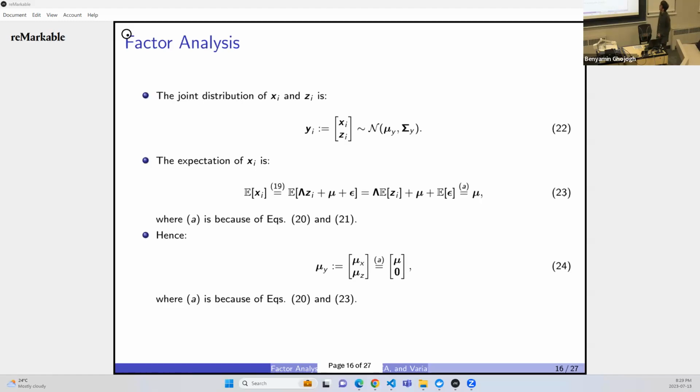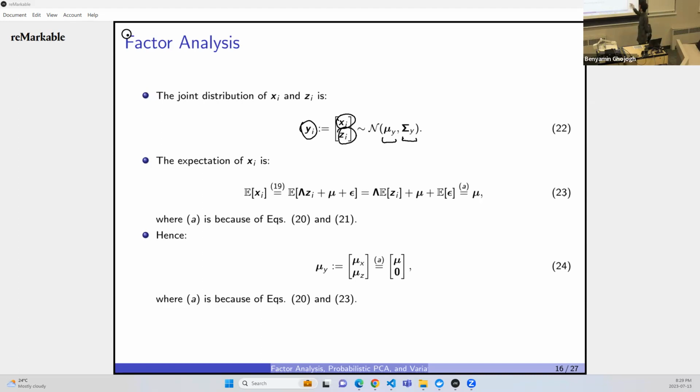Now, the joint distribution of Xi and Zi. I define a vector concatenating Xi and Zi, which will be D plus P dimensional, to be a vector Yi. That's also a random variable, because Xi and Zi, we have seen them as random variables. So Yi is also a random variable. Let its mean be mu y and its covariance be sigma y. And as we know that Xi and Zi are both Gaussian, therefore Yi is also Gaussian.